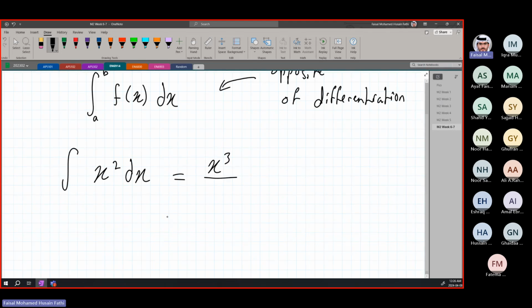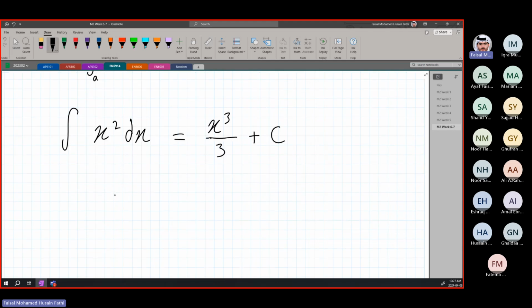X cubed over 3. Wrong. Why? Because there is a plus c. There is a constant. Good. Remember, there is always going to be a constant, but you are right. Good, Maryam, it's x cubed over 3 plus c, because this is an indefinite integral.